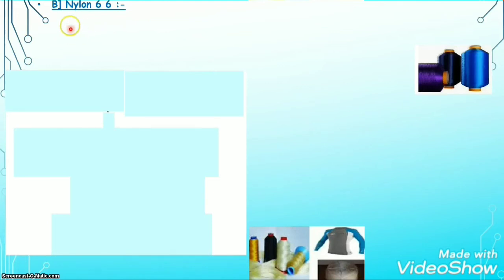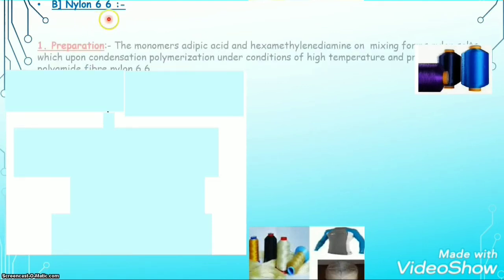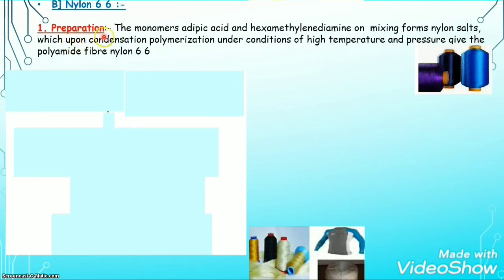Let us discuss the next example of polyamide, that is nylon 6,6. Here is the preparation. The monomers adipic acid and hexamethylene diamine on mixing form nylon salt, which upon condensation polymerization under conditions of high temperature and pressure gives the polyamide fiber nylon 6,6.